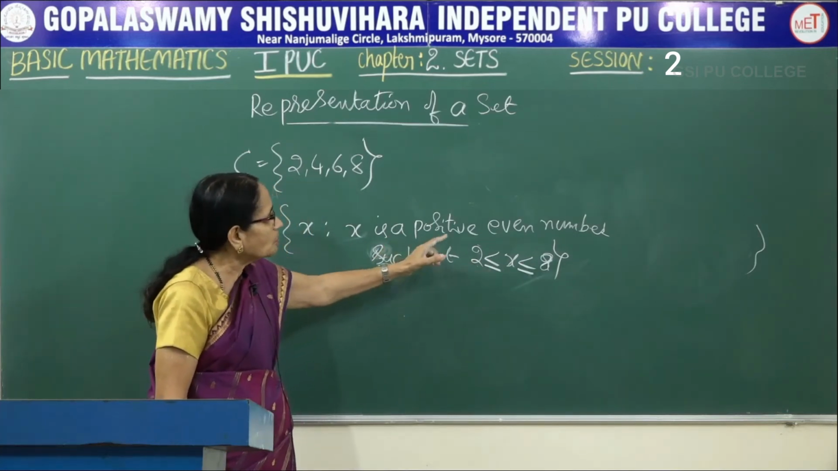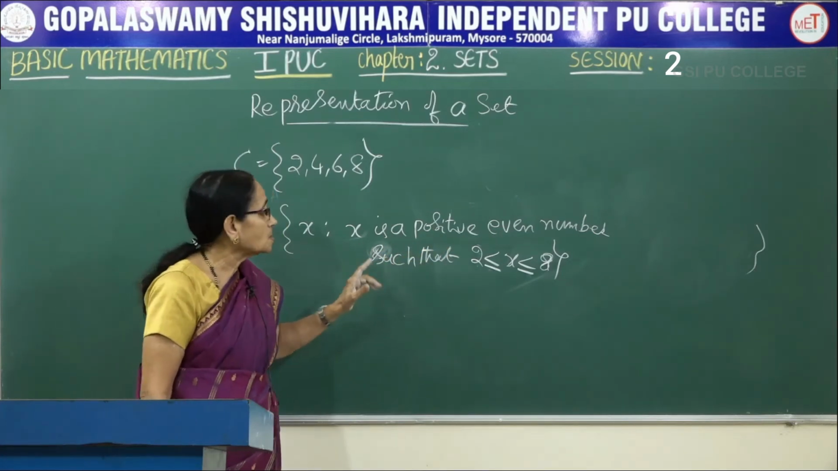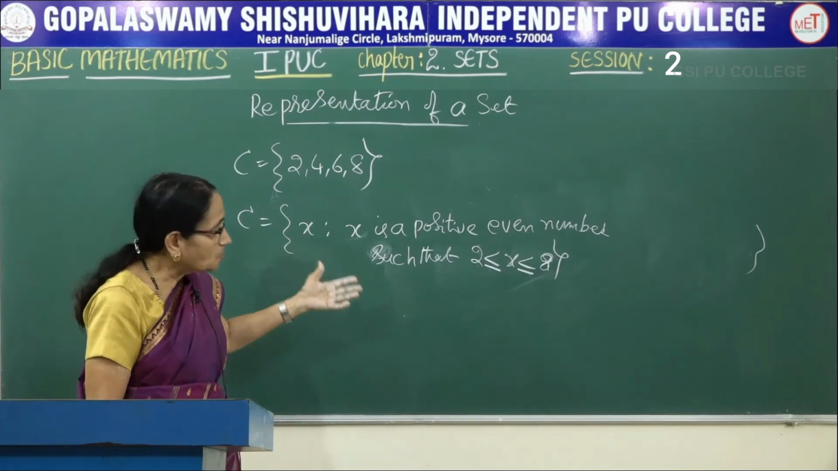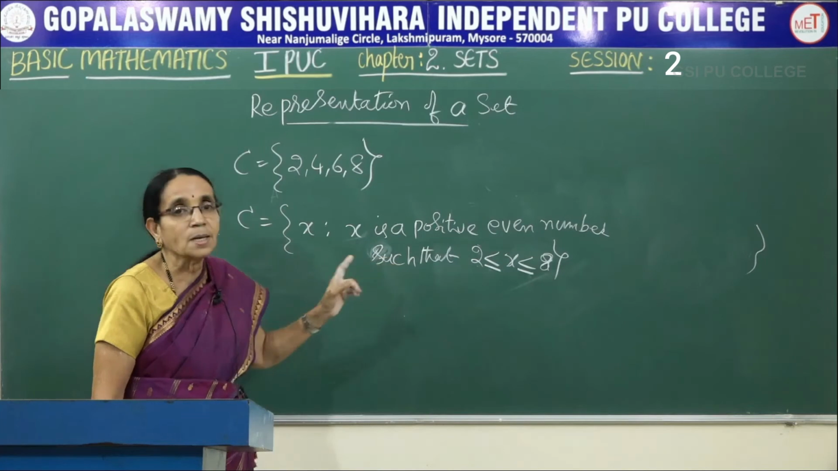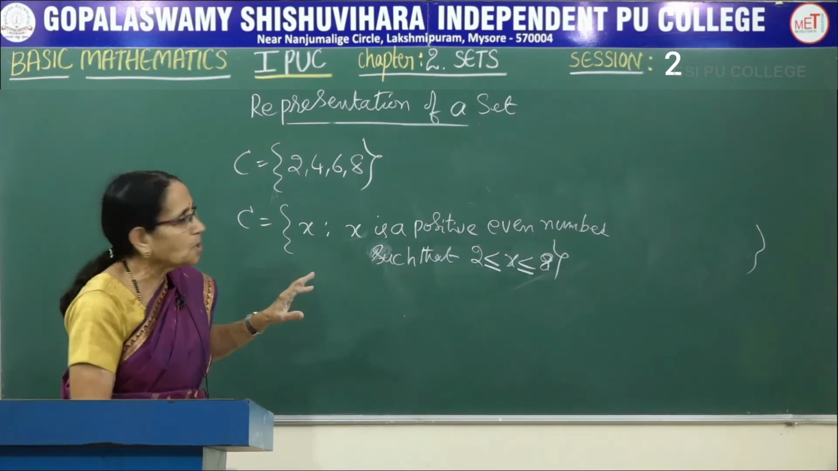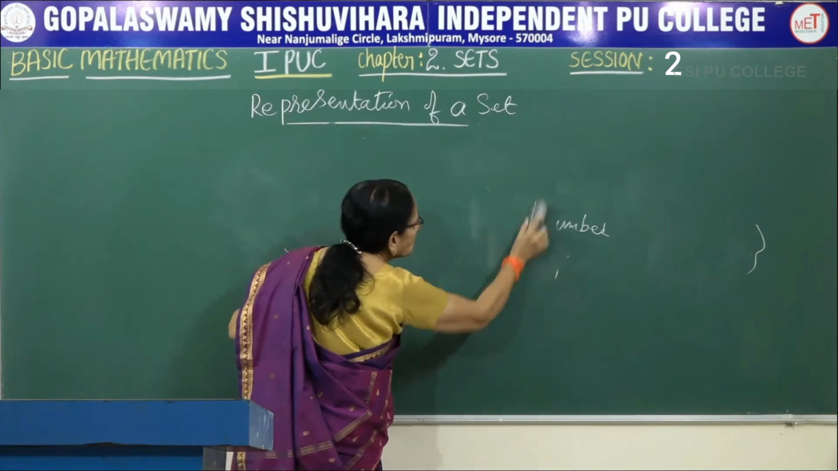So x is a positive even number such that it lies between 1 and 9, or you can use the inequality 2 less than or equal to x less than or equal to 8. This is another example. Now consider one more example.